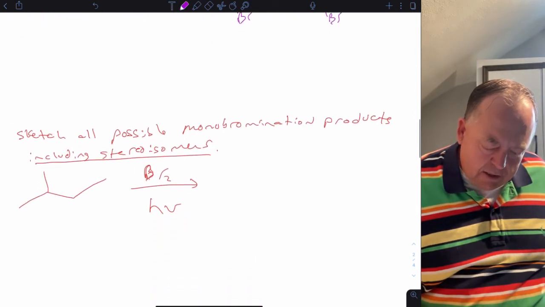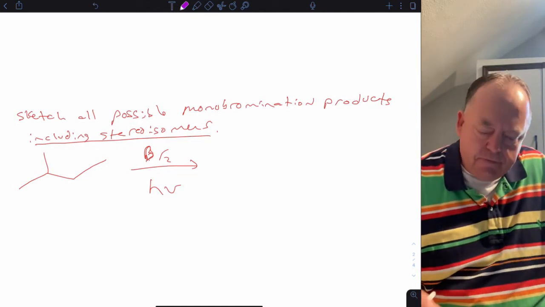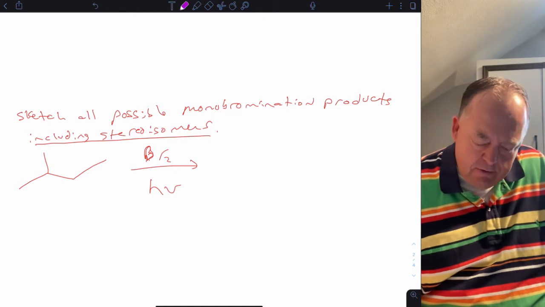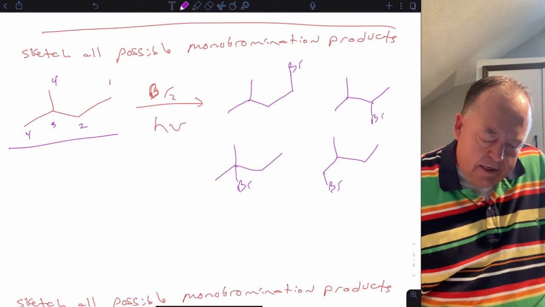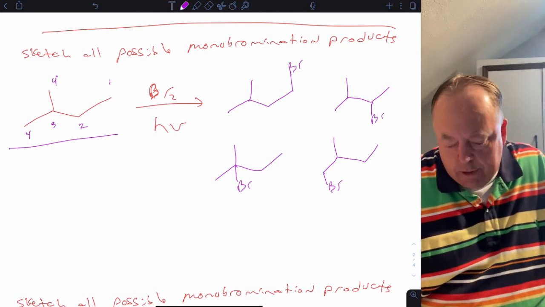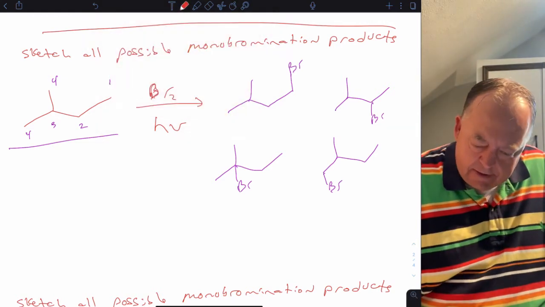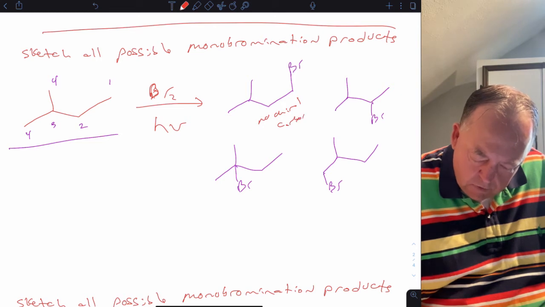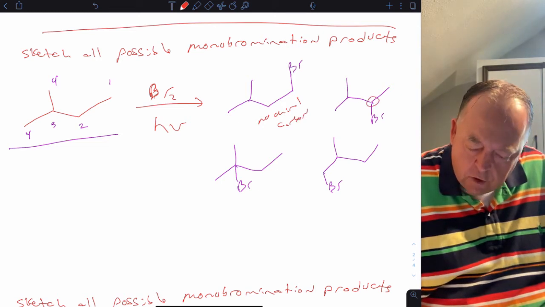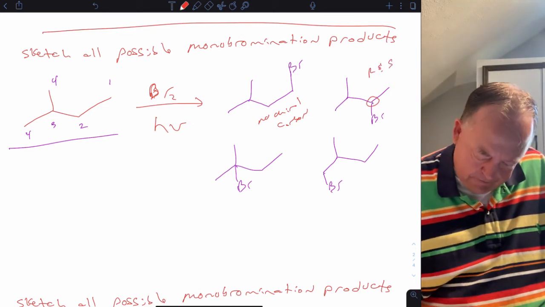But what if I ask the question like this? Sketch all possible monobromination products, including stereoisomers. So this is a little bit trickier. So if we go back to these 4 possible products that you made, do any of them have a chiral carbon? And so what you'd want to recognize is that there's no chiral carbons in that molecule. But there is in this molecule. That's a chiral carbon, which means there's a possibility of R and S isomers there.